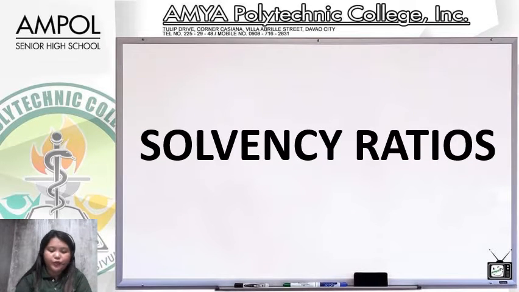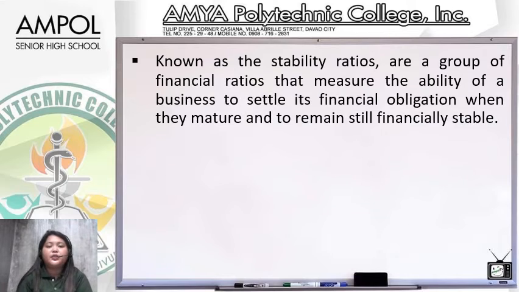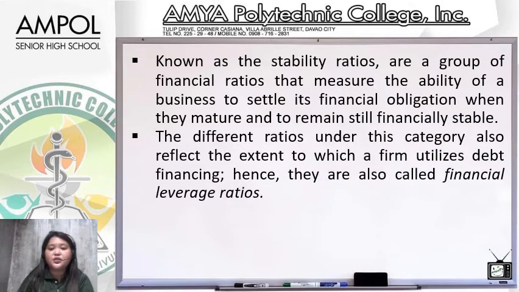solvency ratios. So when you say solvency ratios, this is known as the stability ratios, or a group of financial ratios that measure the ability of a business to settle its financial obligation when they mature and to remain financially stable. Next, the different ratios under this category also reflect the extent to which a firm utilizes debt financing. Hence, they are also called the financial leverage ratio.